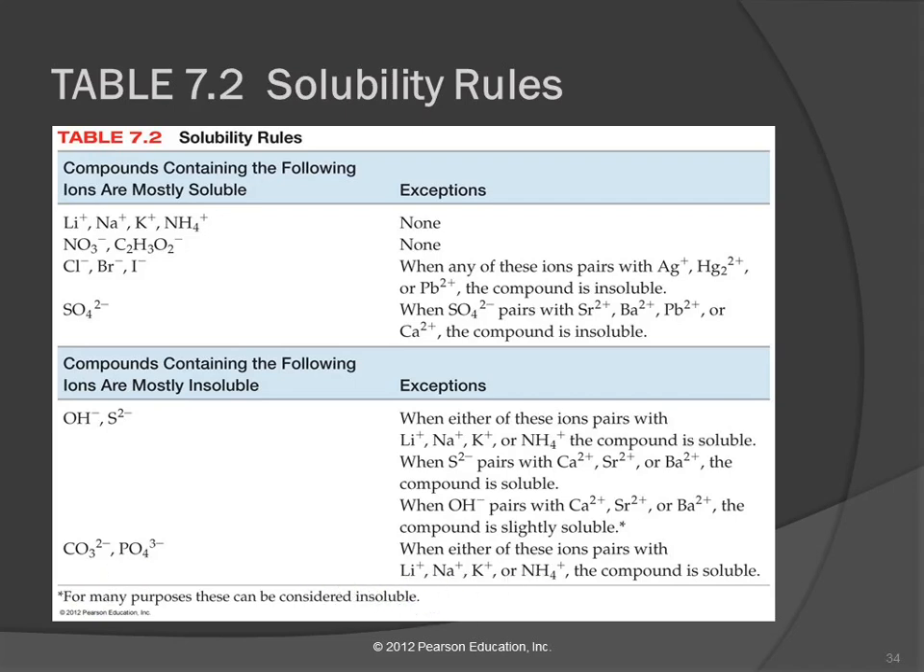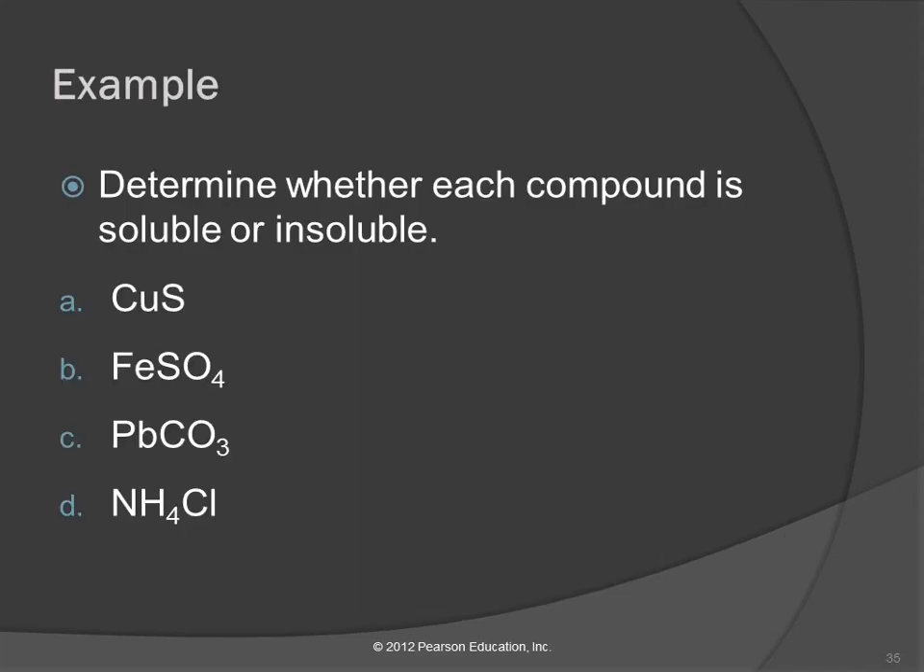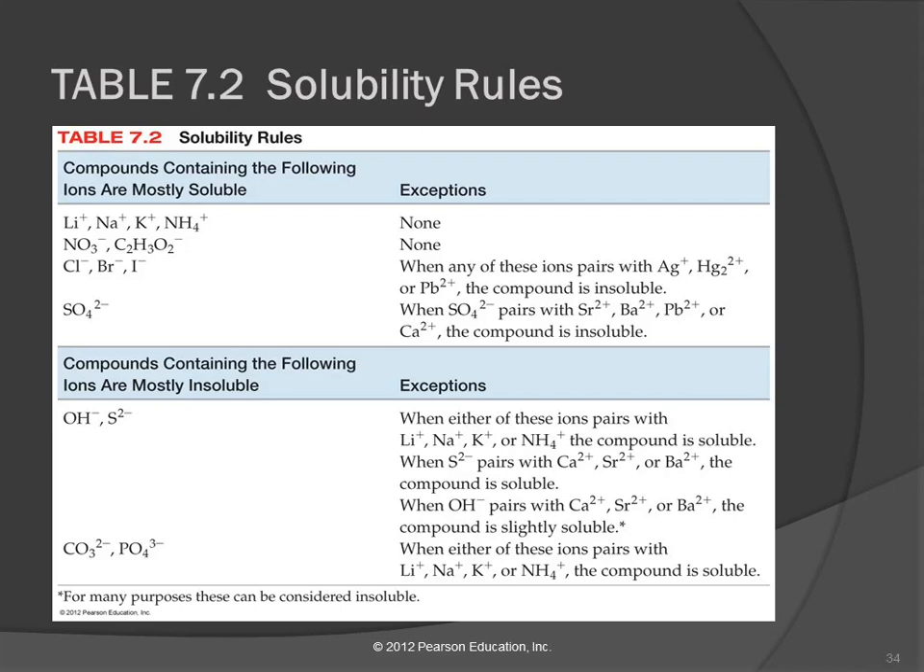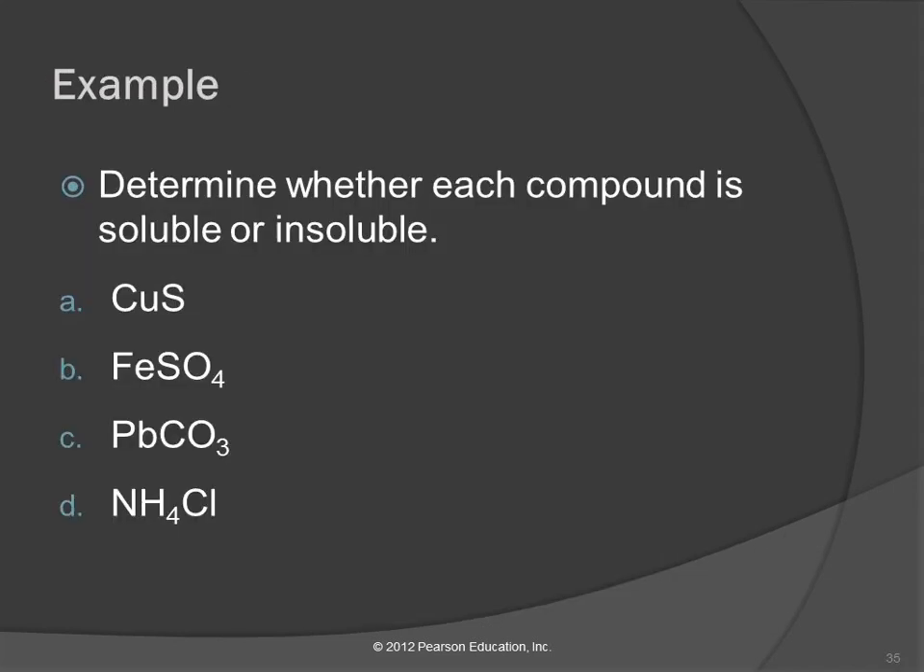So let's look at how to use this table. Determine whether each compound is soluble or insoluble. So CuS. Go back and look at the table. We're going to look for copper ion and sulfide ion. And we don't find either of them up here. And here we find sulfide. Sulfide compounds are insoluble except, and we don't see copper as one of the exceptions. So that tells us that the copper sulfide is insoluble. So I'm going to just put an I there. Insoluble. Do you see how I did that?